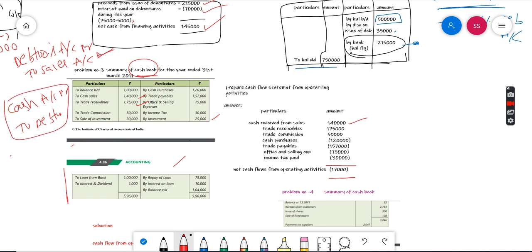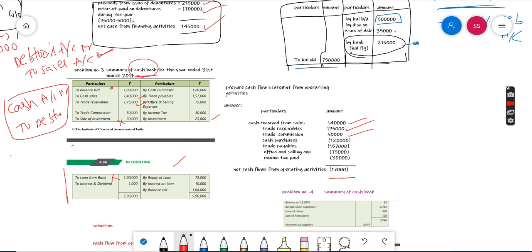So this is the summary of the cash book. So you have written the 1,75,000. We have received the money from them. So this is also an operating activity, so add it. Trade commission. We have received the commission. All debit side items are received only. So trade commission, add it. Sale of investment. This is an investing activity, so we don't consider. Loan from the bank. Financing activity, so don't consider.